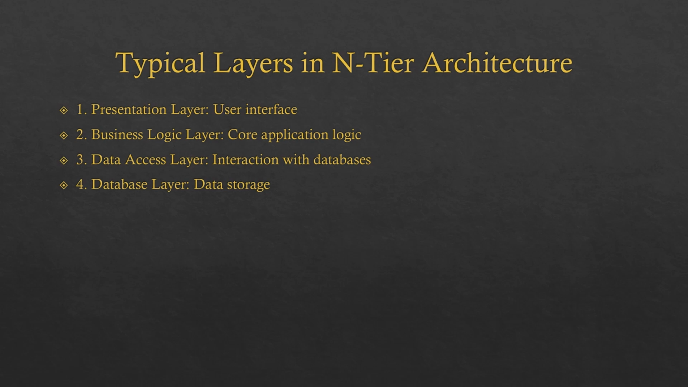In a typical layered architecture, there are four key layers: the presentation layer, which manages user interfaces; the business logic layer, responsible for core application logic; the data access layer, which handles communication with the database; and finally, the database layer, where data is stored and retrieved.